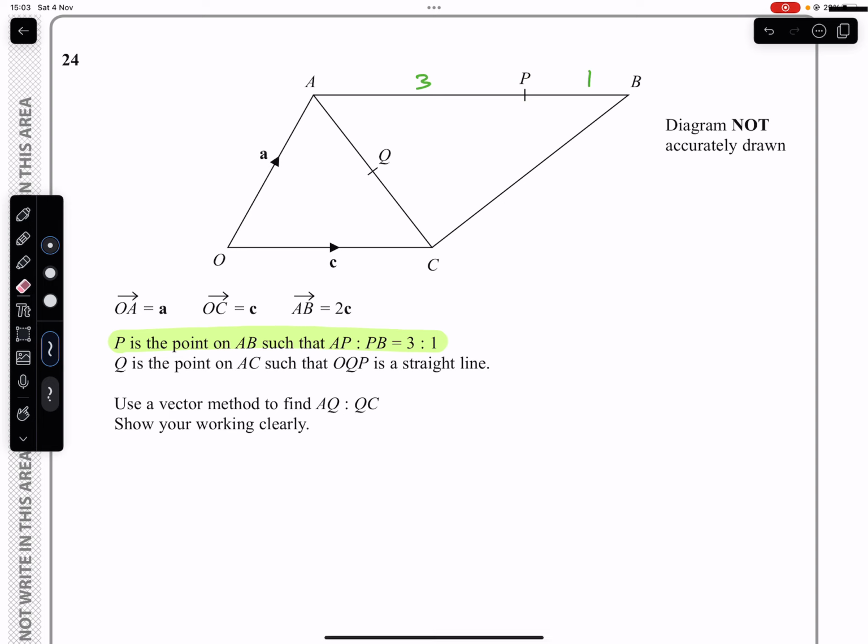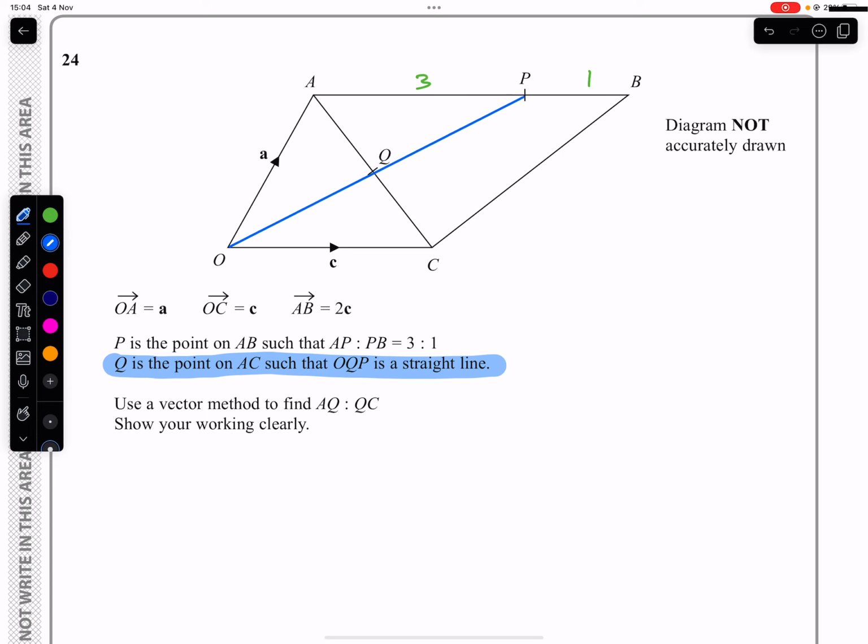We've been told that Q lies on the point AC such that OQP is a straight line, so I can add that straight line in there based on what's in blue. And we're being asked to find the ratio of AQ to QC, which involves this line here.